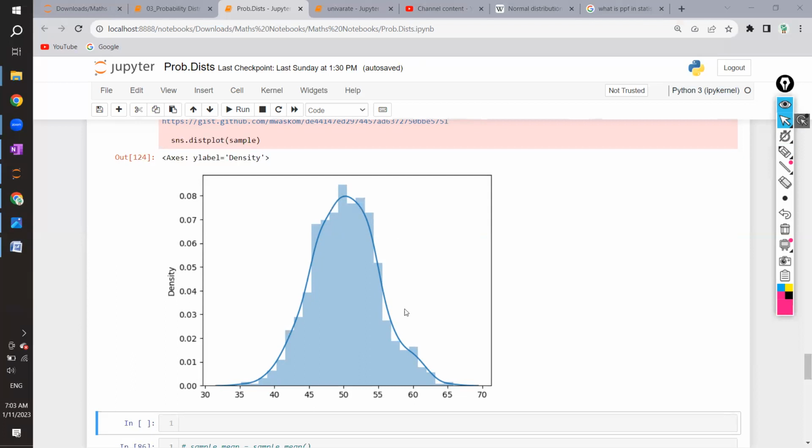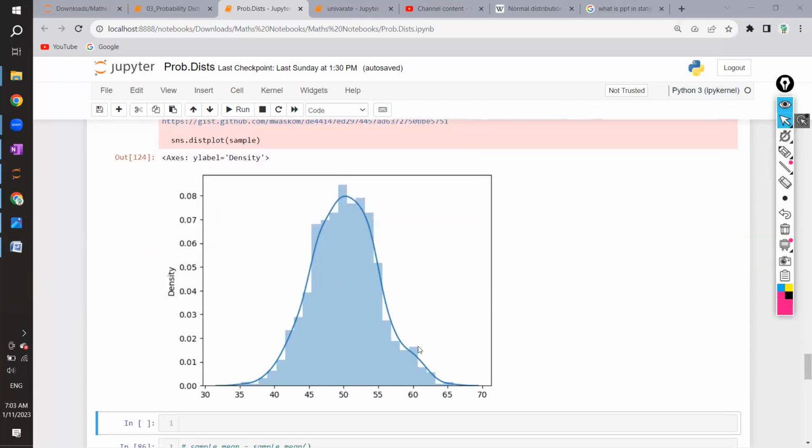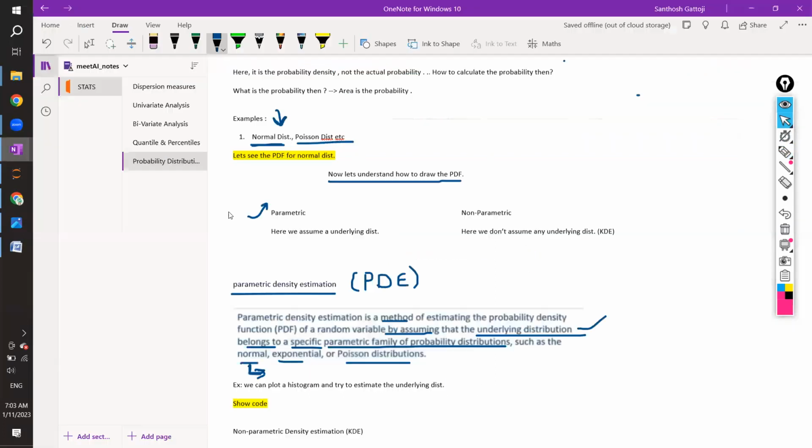Because even though we don't know what type of distribution this is, you can try to assume by this graph, using seaborn and also the histogram in the background. So you can estimate that this is looking near to a normal distribution. So you can assume and carry out your process. Agree? So that is how you do it with parametric density estimation. Is it clear, guys?